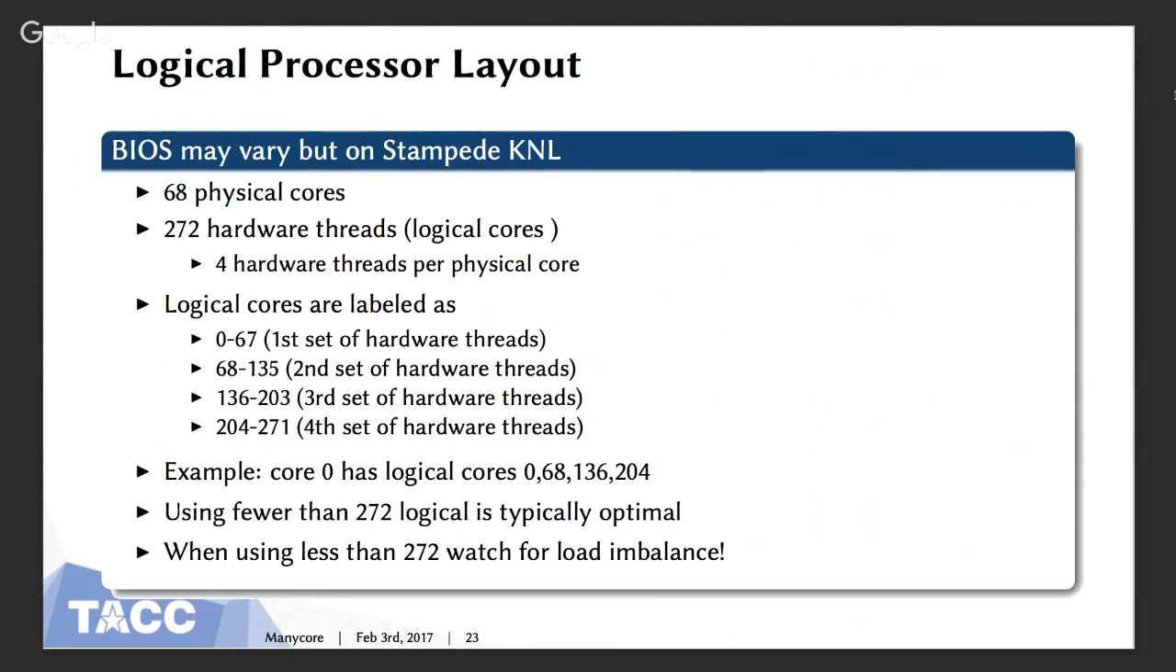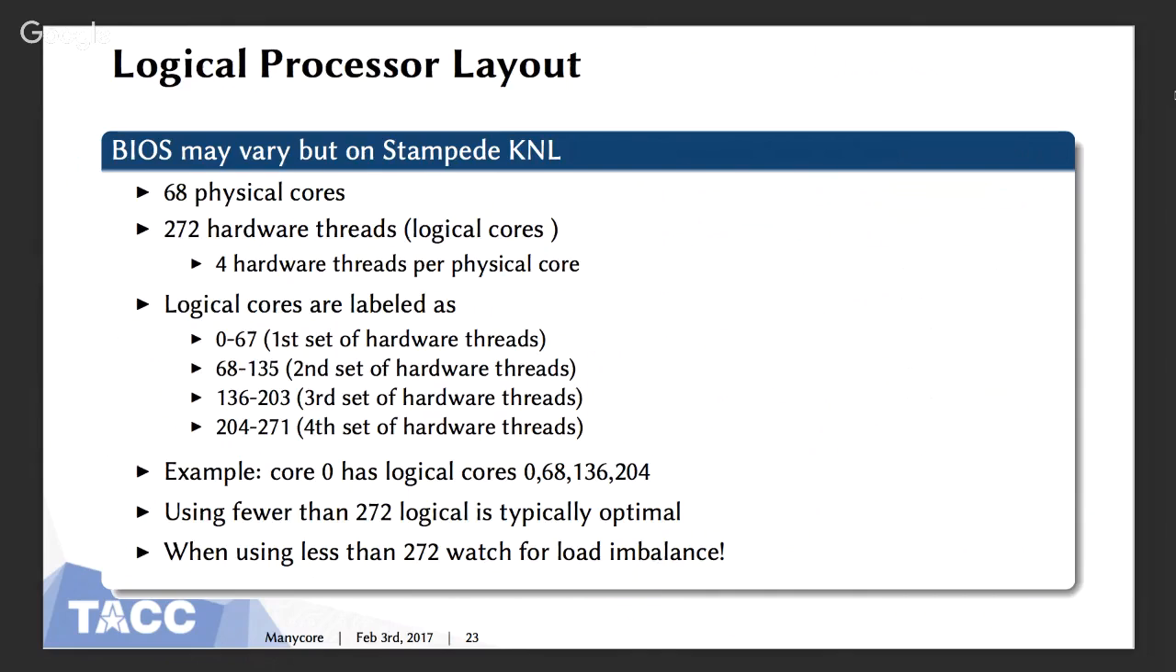Okay, so let's talk about all these logical processors and how they're laid out. BIOSes can vary, but on our processors, we've got 68 physical cores. Each core has 4 hardware threads, so there are 272 logical cores. The first set of hardware threads goes 1 on each physical core, then for the second set you add another 1 to each physical core, and so on until you've got 4 hardware threads per core. So for example, core 0 has logical cores 0, 68, 136, and 204 on it.